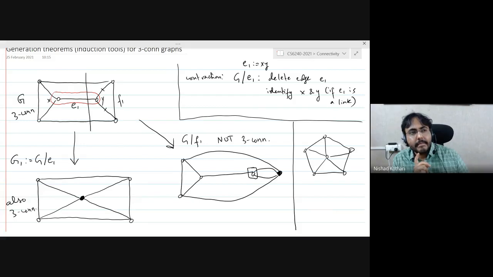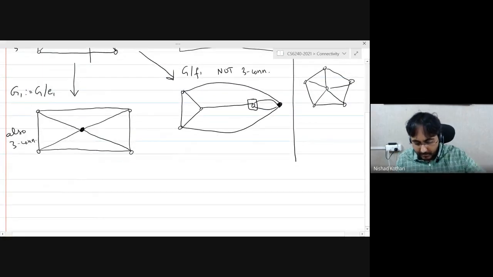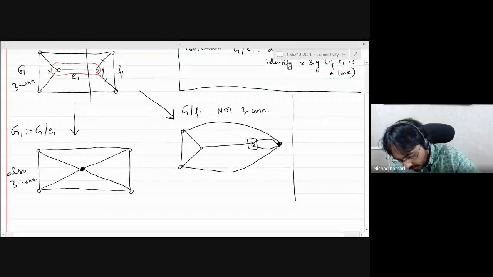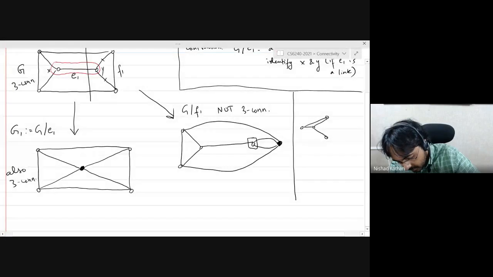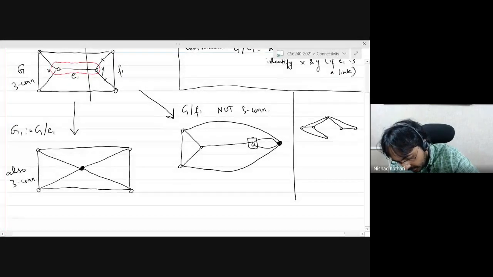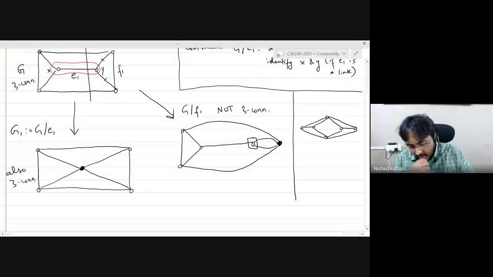Let me see. I want it to be simple, but I don't want it to be 3 connected. I think we might be able to get an example for that. Let me see. So I want the graph to not be 3 connected. So supposing this is my contraction. Okay, yeah.